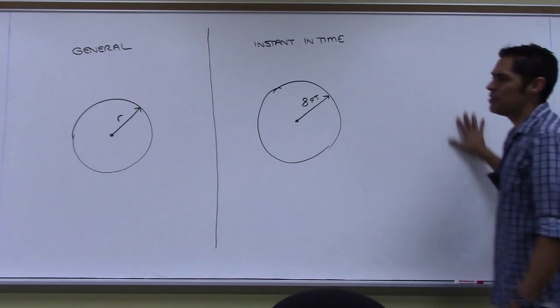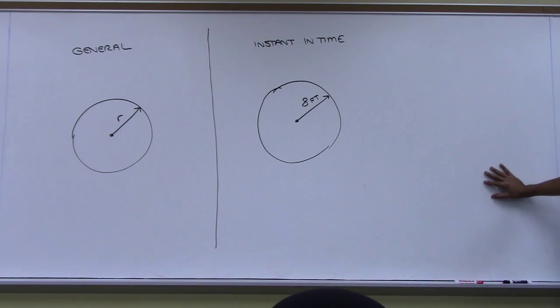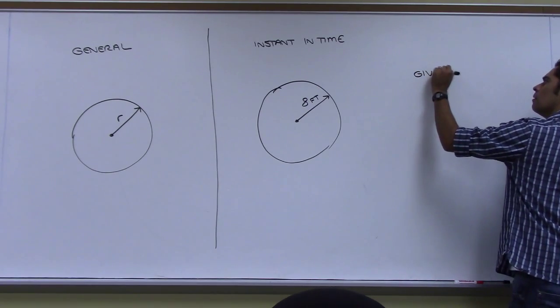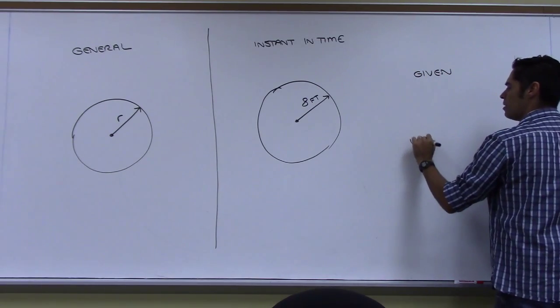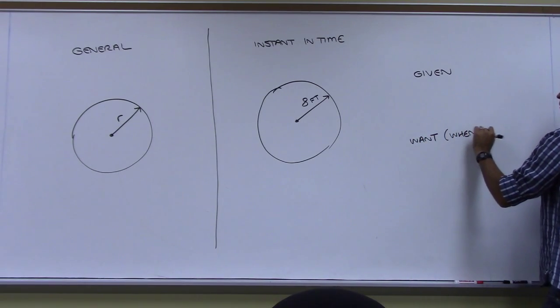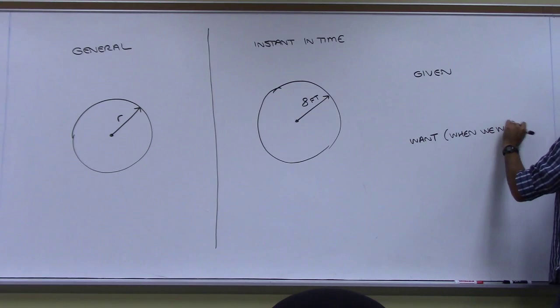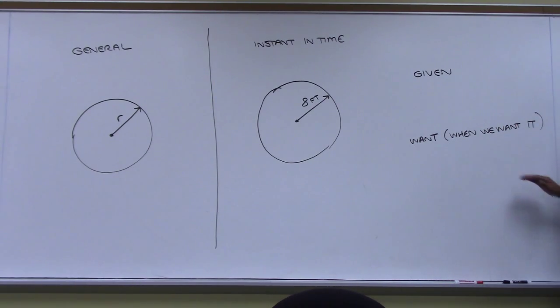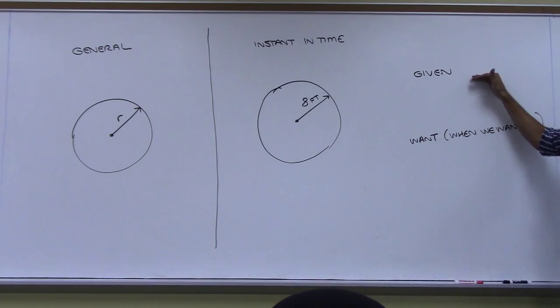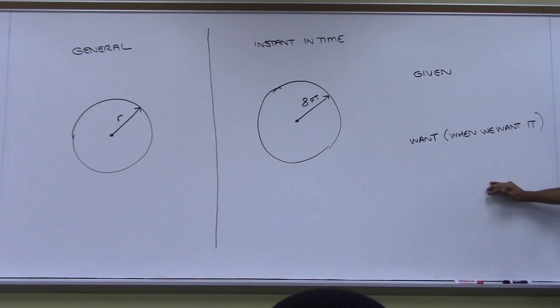And then somewhere on the side, we're going to write down all the information from the word problem. We're going to write down what we're given, and what we want, and when we want it. This is the format that I will use for all of these problems. I'll draw a general picture. I'll draw an instant picture. I'll write down what I'm given. I'll write down what I want. All right? That's what I'm going to do.